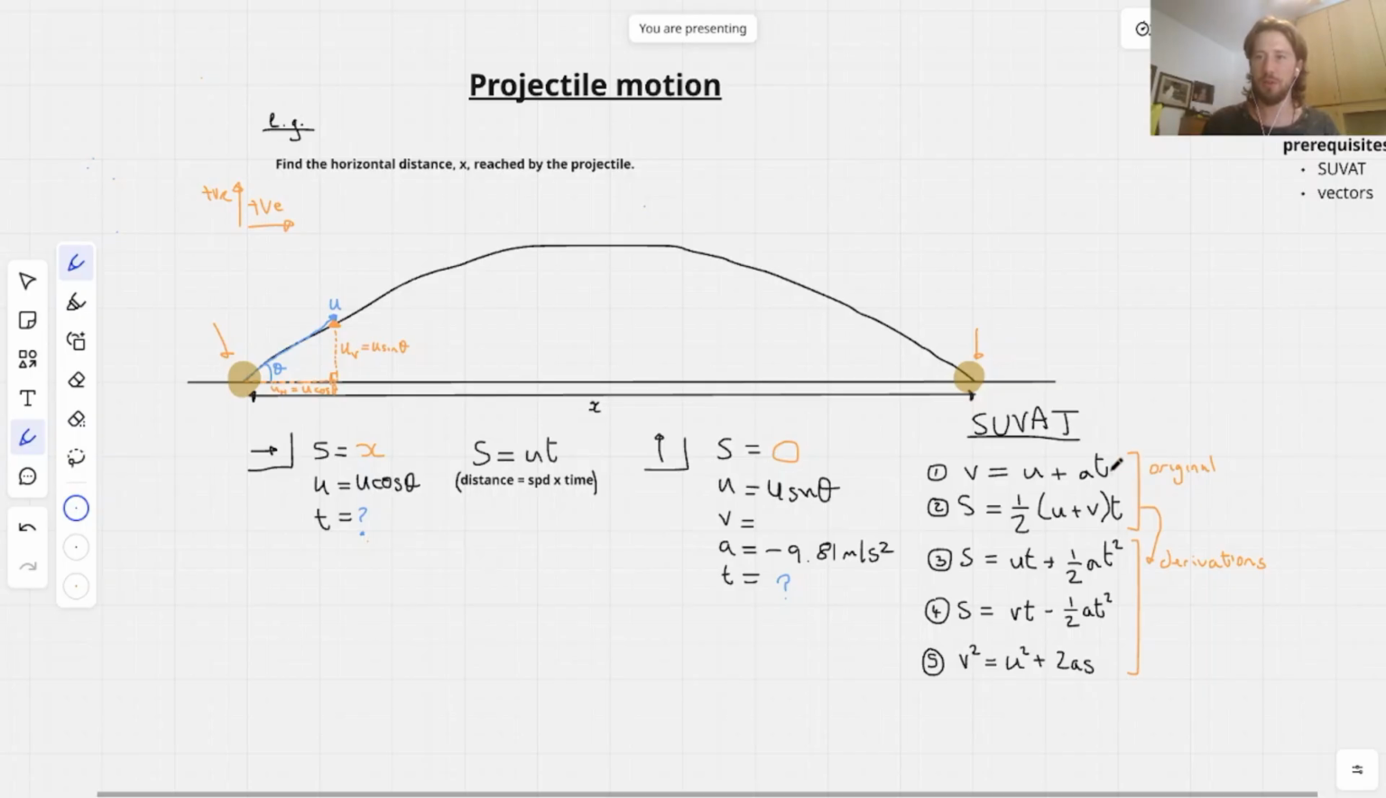Also notice that SUVAT always has 4 quantities in any equation. So if you have 3 quantities, you can find the next one. But if we want to be efficient, we want to find the time, right? Because then if we have the time, we can find x using this equation. So if we want to find that time, we need to start with the vertical, because here we have enough known quantities to find the time. So we have s, we have u, we have a, and t that we can deal with.